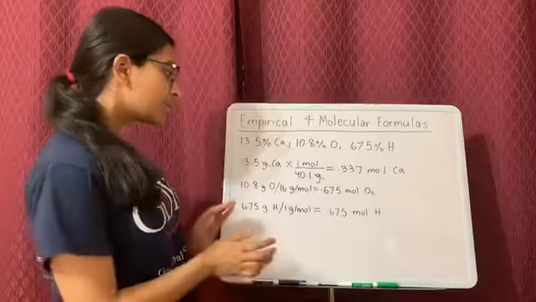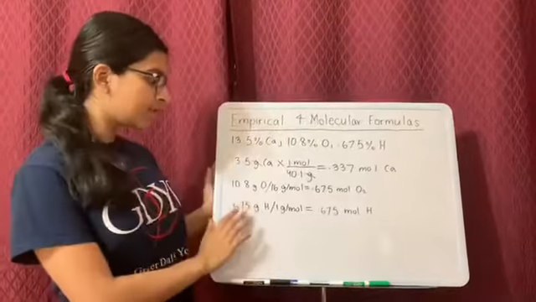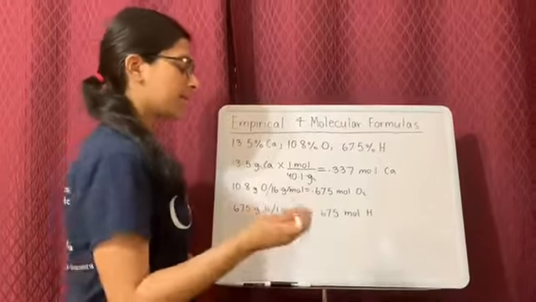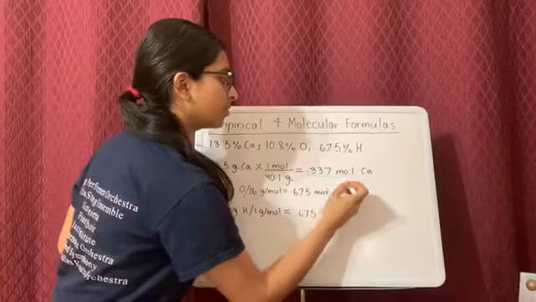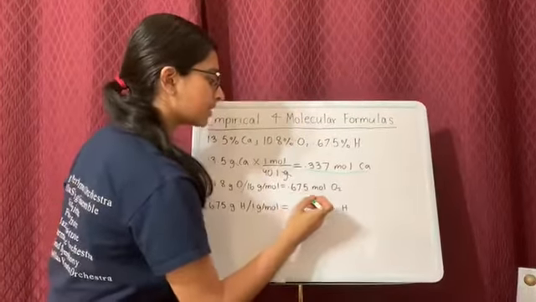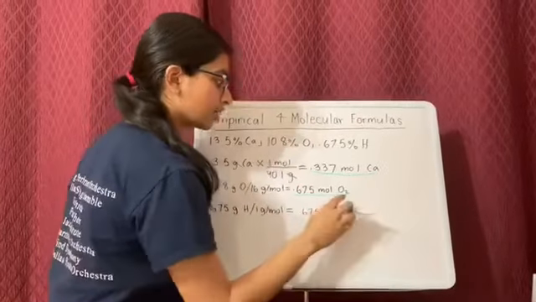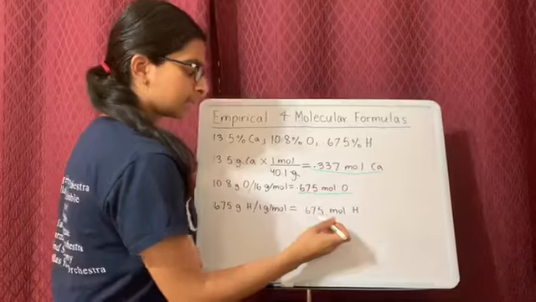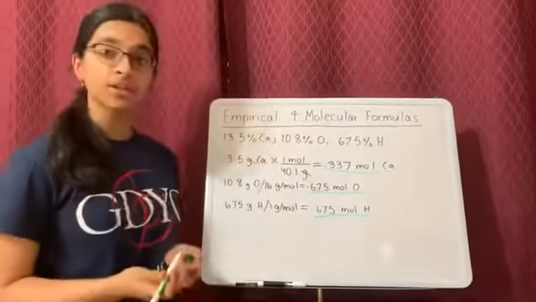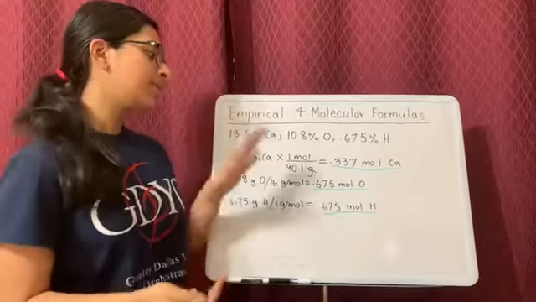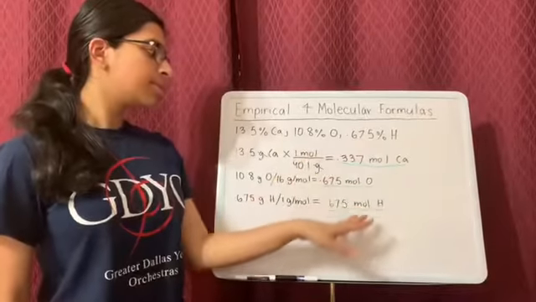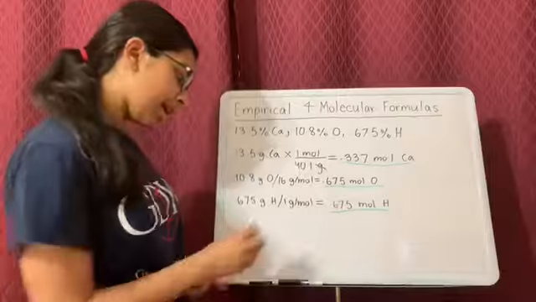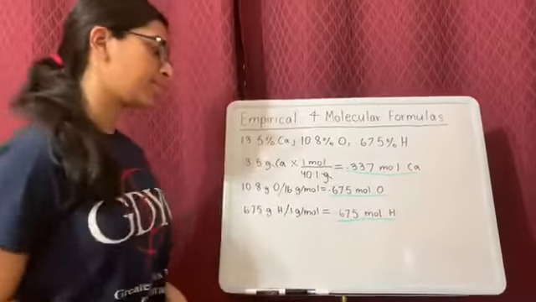So I did a similar process for the oxygen and the hydrogen and ended up getting these molar quantities. We have 0.337 moles of calcium, 0.675 moles of oxygen, well, not O2, that's kind of misleading, just oxygen, and 0.675 moles of hydrogen. So now what do we do with these values? We know that these are going to be our actual ratios in the empirical formula. So we can just write out our preliminary answer to this problem.